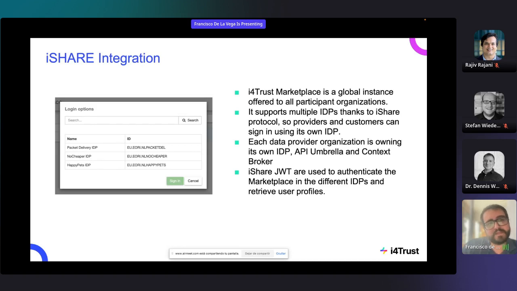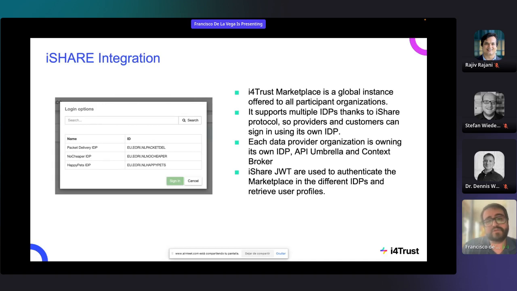You access the marketplace, and then you click on login. You are going to be prompted with all the different identity providers of the different participants that are part of the system, and then you are able to log in to the system using your own credentials in your own identity provider. This is done following the iSHARE protocol and using the iSHARE JSON Web Token in order to authenticate the marketplace in the different IDPs.